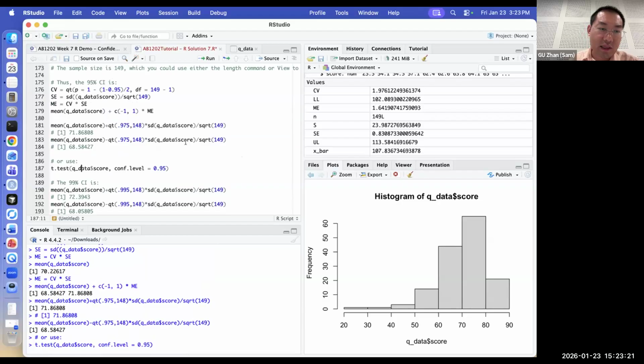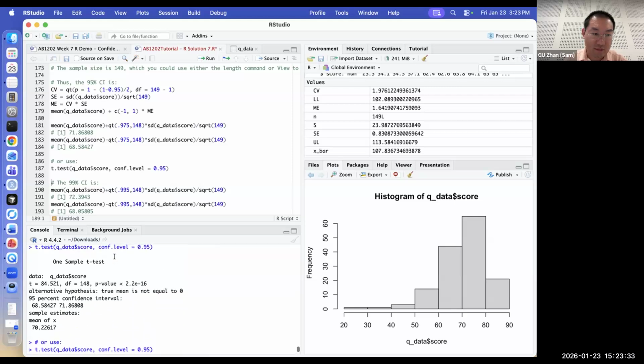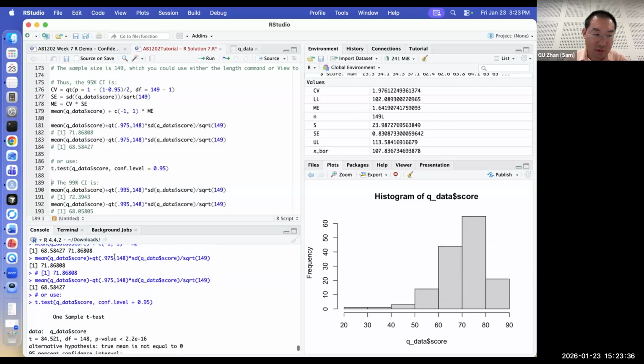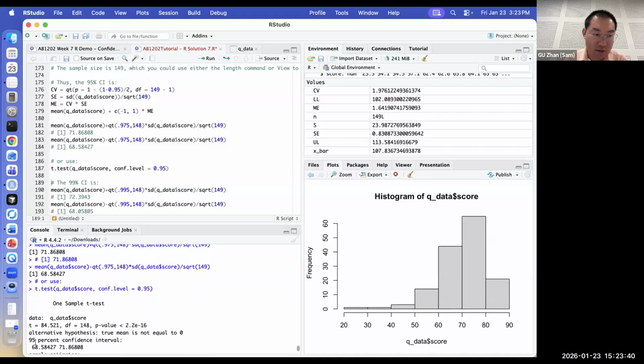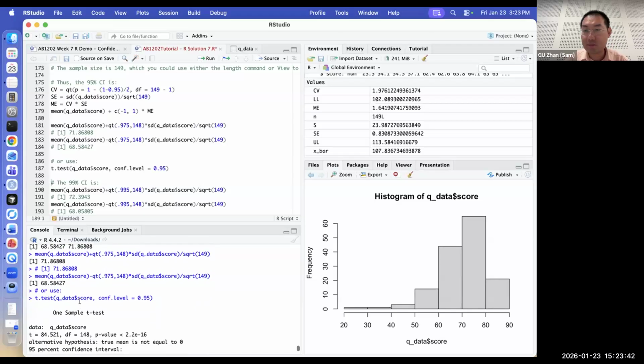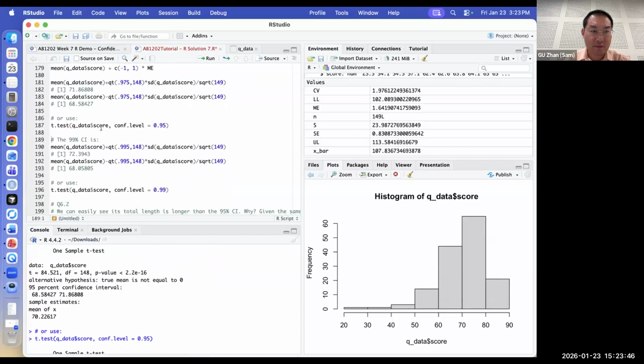You can also use a t-test, filling in the 149 scores and setting the confidence interval to 0.95. You check and verify whether these two are the same. Yeah, these two are the same. Okay, good. So this is question 5.